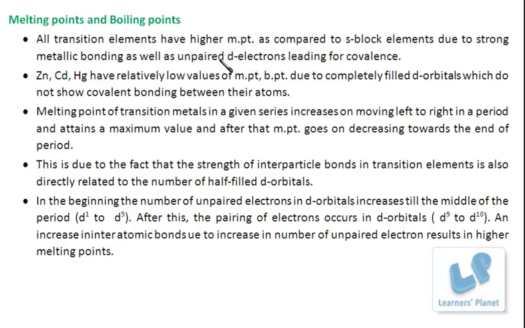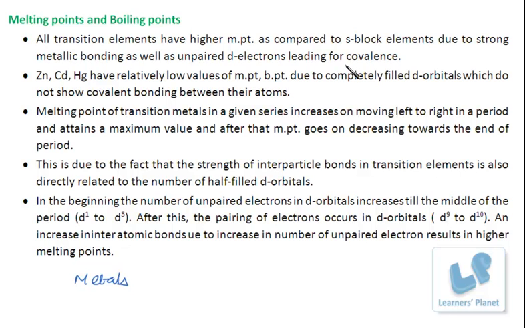All transition elements have higher melting point. Why? Because they are all metals and they've got strong metallic bond between their atoms. So they've got higher melting point as compared to S block elements due to strong metallic bond as well as unpaired d electrons, leading to covalency.